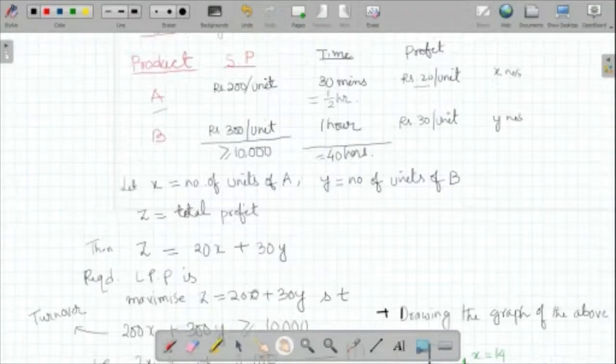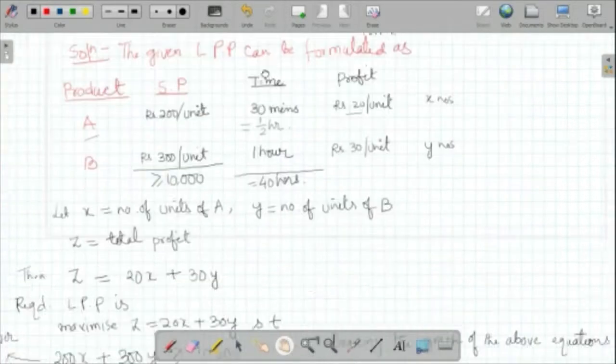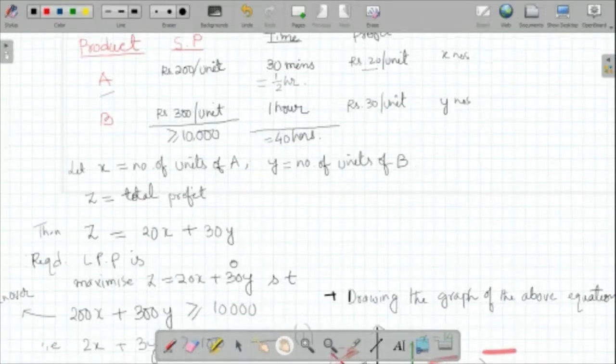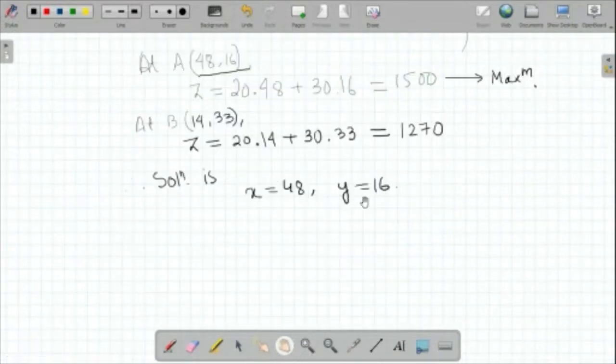Let's move to the question. The question says find how many units of each product should be produced to get maximum profit. So maximum profit is how much? 1500. And then how many units of each product, right? X is for A, Y is for B. So what is the solution here? X we are getting 48, Y we are getting 16, right?